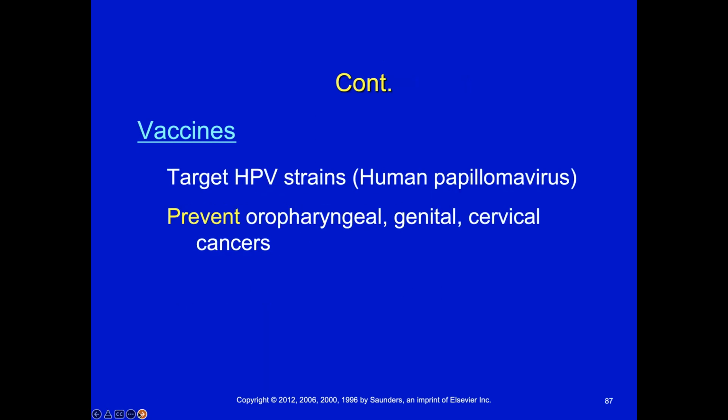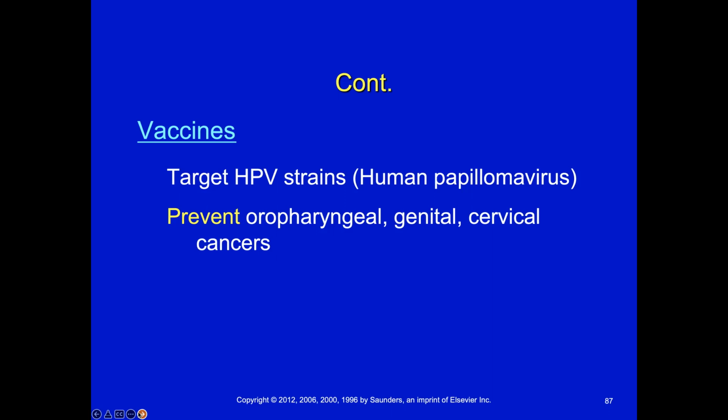Vaccines, this is another important form of using your immune system to, in this case, prevent cancer. So there are a few vaccines that have been created. The one that you may be most familiar with is the one that targets the human papillomavirus. And so those vaccines have been quite widespread now. Most people have had them at some point. And they are designed to prevent oropharyngeal, genital, and cervical cancers.